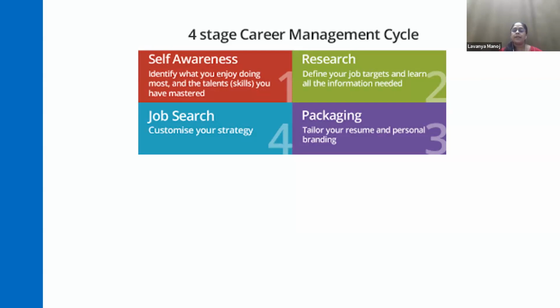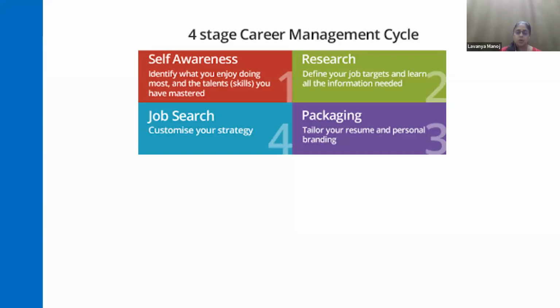The third thing is packaging. It is like resume building, equipping myself with the latest technologies about the new career which I'm going to choose. And finally, job search: applying to the company either directly or indirectly, or through their website portal, in whatever way it's available. So this is how career management has to happen.